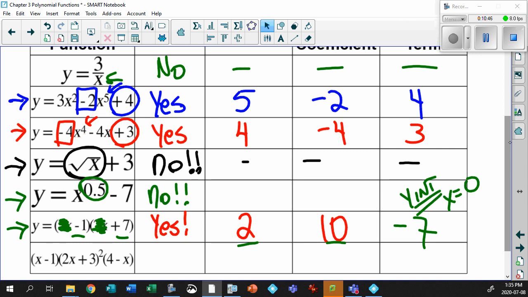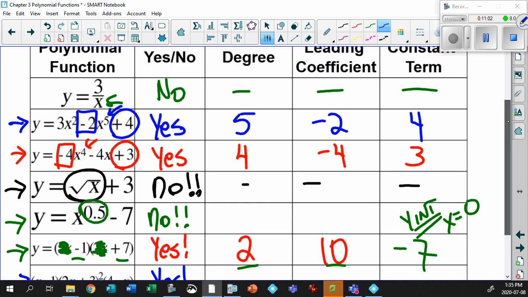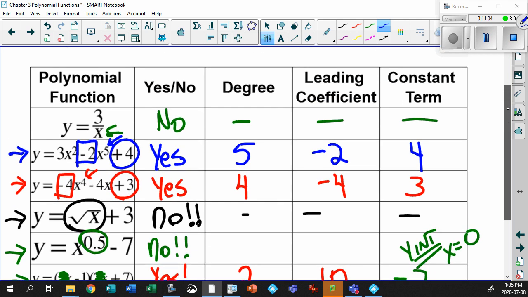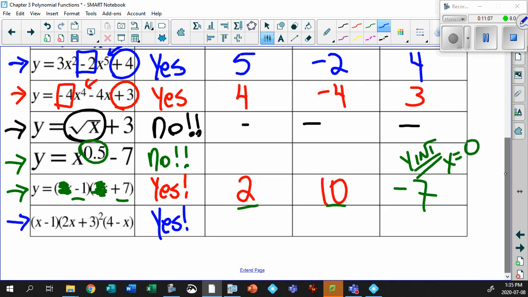Yes. Okay, so look at the next one. Oh, this ought to be very, very funky. Let's look at that one. Is this a polynomial? Yeah, all the powers are positive whole numbers. So yes, it is. But now, let's go back and see what the top of this chart says. We have to find out the degree. Okay, let's figure out the degree.